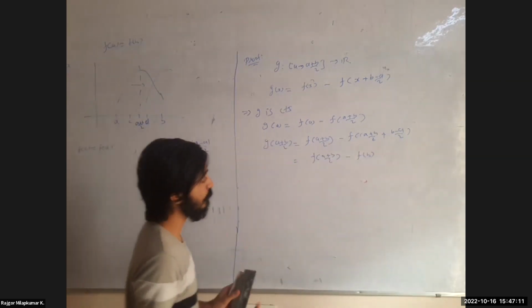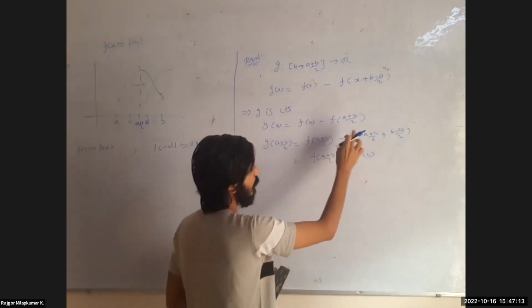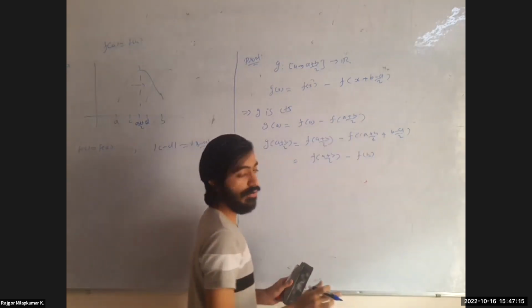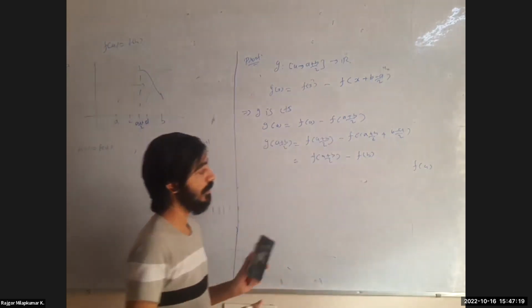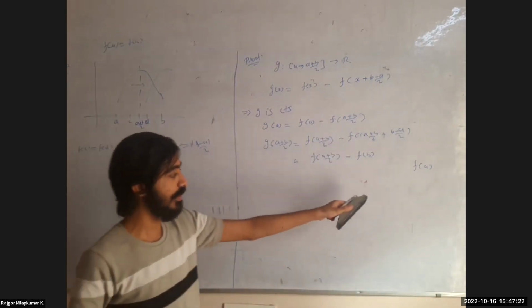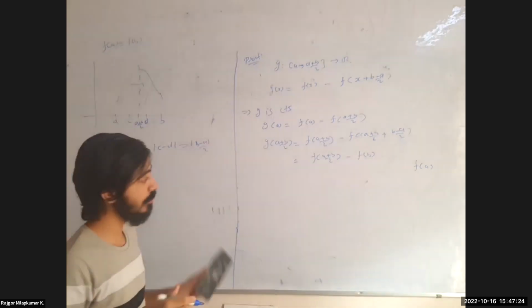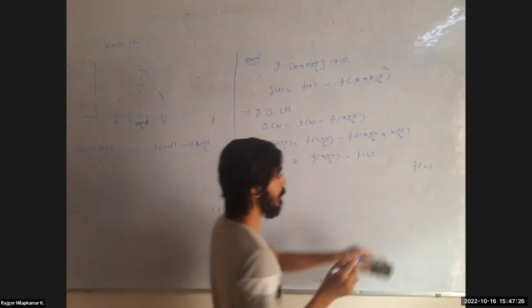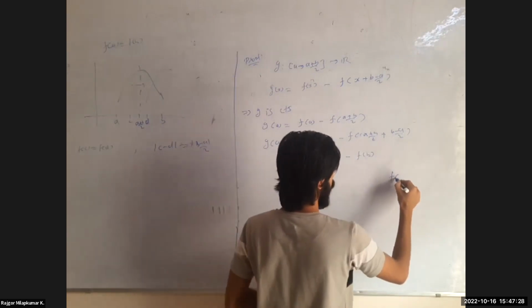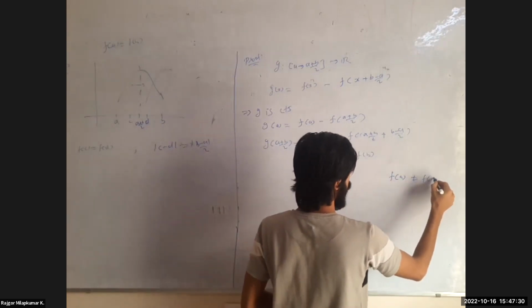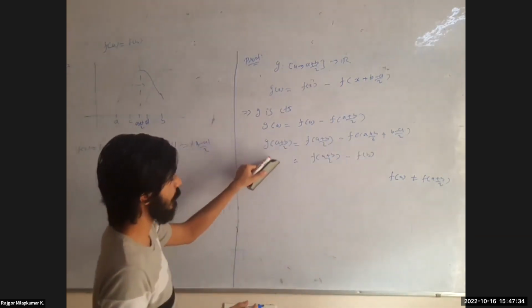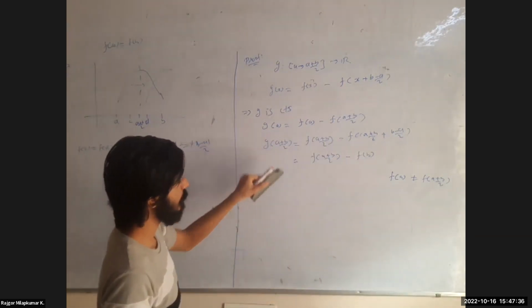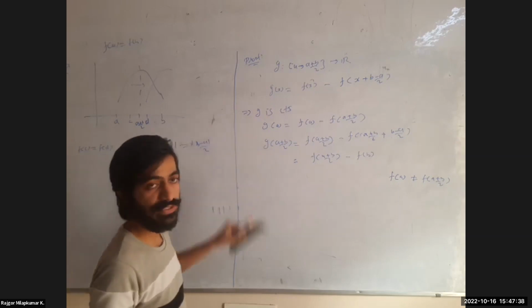So if we assume that f of a and f of a plus b by 2 are not equal, I am assuming this, but I can show that even if we don't assume it, this will still follow. How? That I will tell you later. For the time being, assume that f of a is not equal to f of a plus b by 2. Then g of a and g of a plus b by 2 have opposite signs.